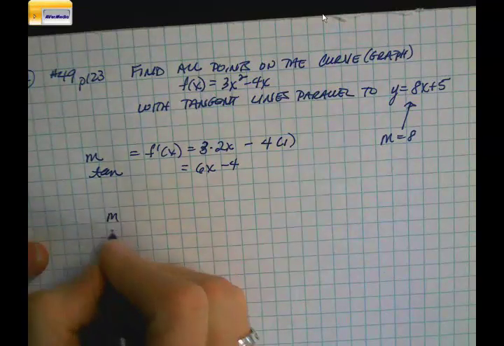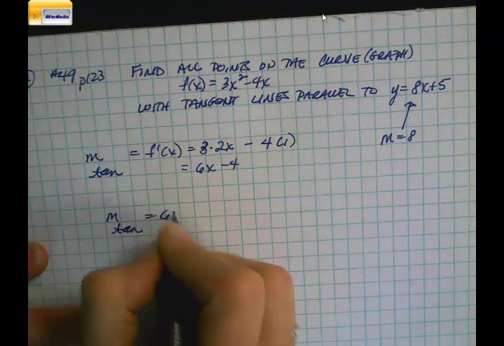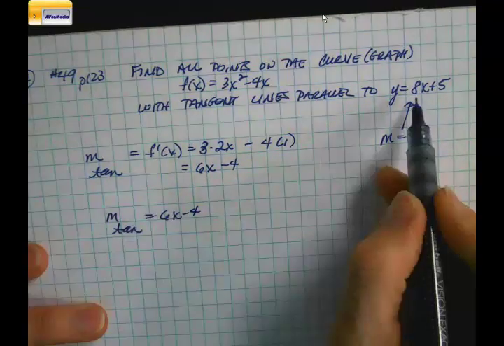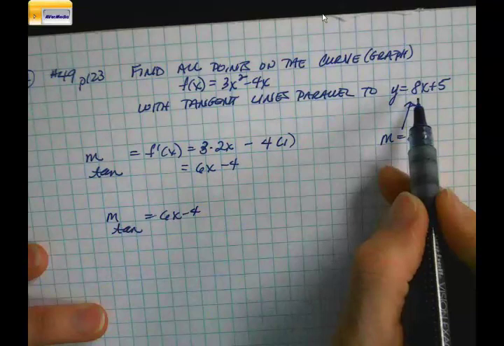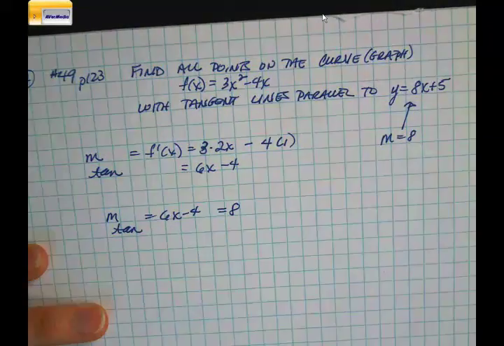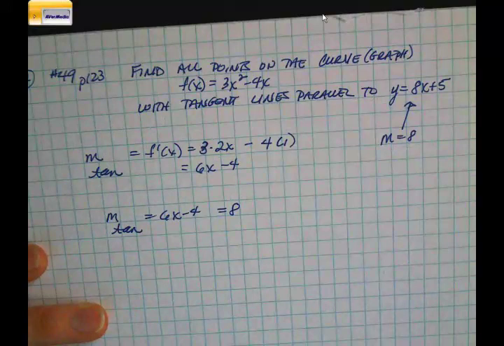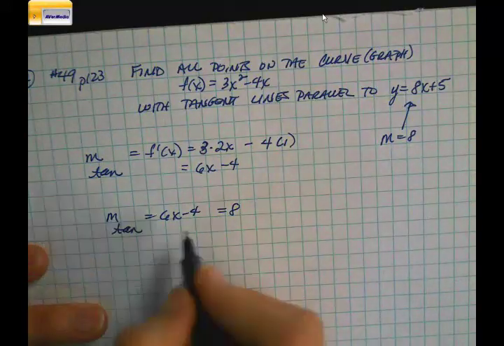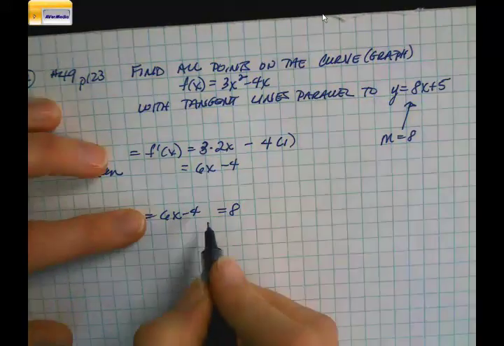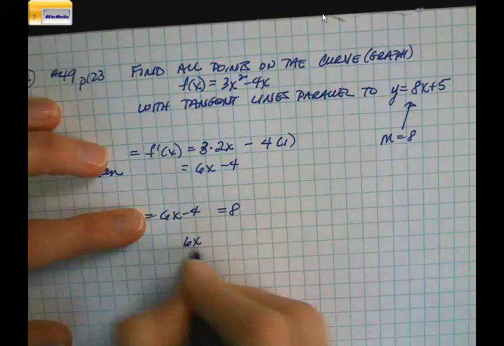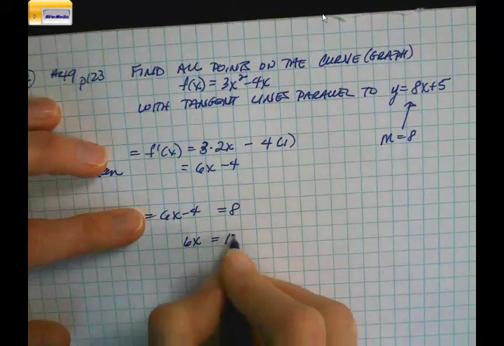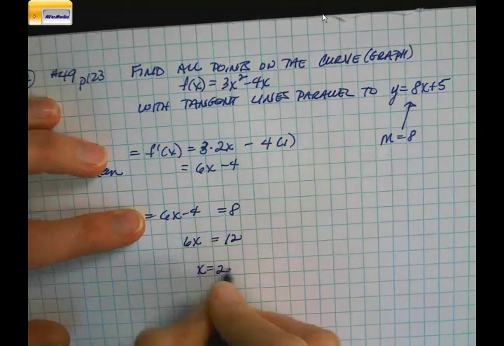Now, if I want the slope of my tangent line to be parallel to this line, then its slope must also be 8. Its slope must be 8. So I set the slope of the tangent line equal to 8 because I want it to be 8 so it's parallel to the other line. So then I have an equation here that I can solve. If I add 4 to each side, 6x will equal 12 and x will equal 2.